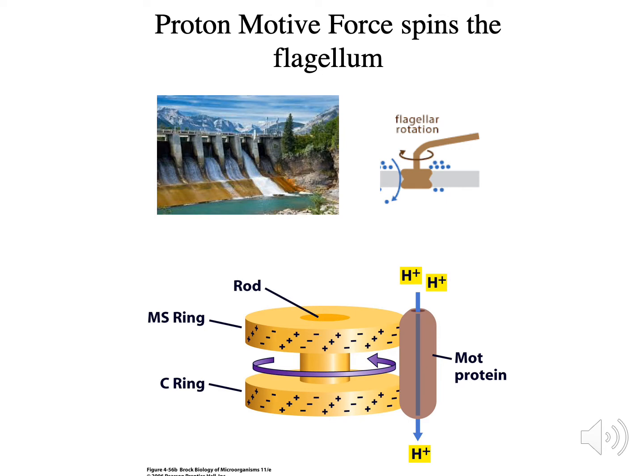By letting hydrogen ions inside of the cell, the bacteria uses the energy to spin the flagellum. This is just like when you open a hole in a dam and harvest the energy of the water flowing for hydroelectric power. On the bottom, you can see that the Mot proteins form the channel that lets the hydrogen inside of the cell. As hydrogen moves across the membrane, this causes the basal body to spin.